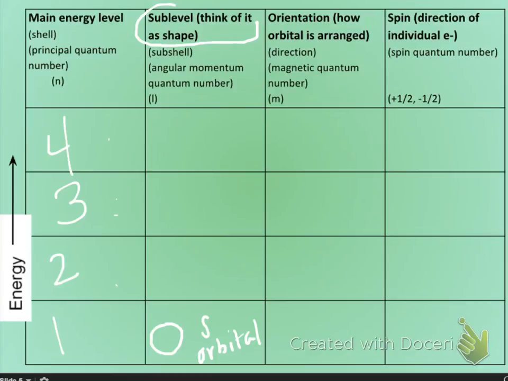As we go up a level, if the level below you has it, you have it. So the second main energy level, does it have an s orbital? You betcha. This is the 1s, this is the 2s. We'll skip that for right now. We just know it's got an s orbital.